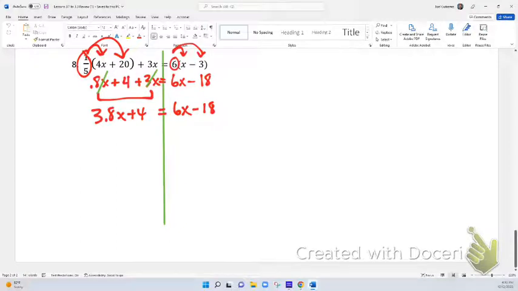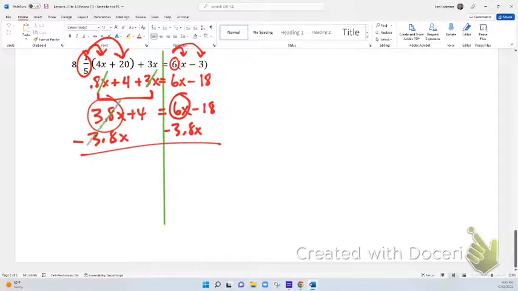We're trying to see which one has the least amount of x's. Over here you have 3.8. Over here you have 6. So I'm going to subtract 3.8x from both sides. As such, these go away. You're still left with that 4. 6 take away 3.8 gives you a 2.2x. You didn't do anything to the minus 18, so you just simply bring that one down.